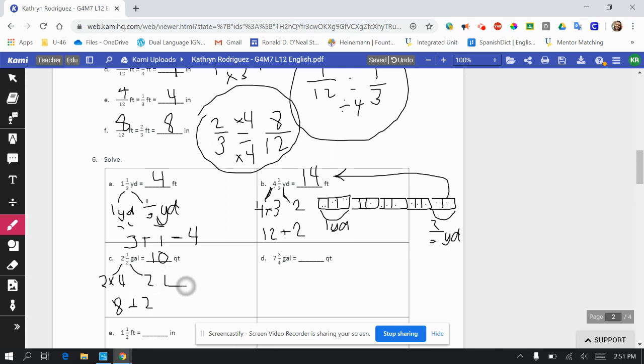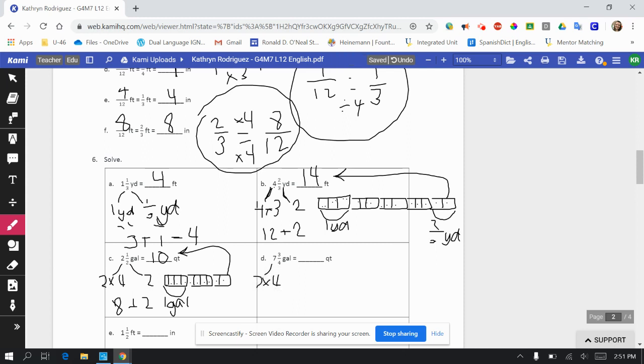If you're drawing a picture, it might look like this. Here I have 1 gallon. Here I have another gallon with 4 quarts, and then I have a half. So it's going to have not all 4, but just 2. Okay, and then I count them. 1, 2, 3, 4, 5, 6, 7, 8, 9, 10. Bada bang, bada boom.